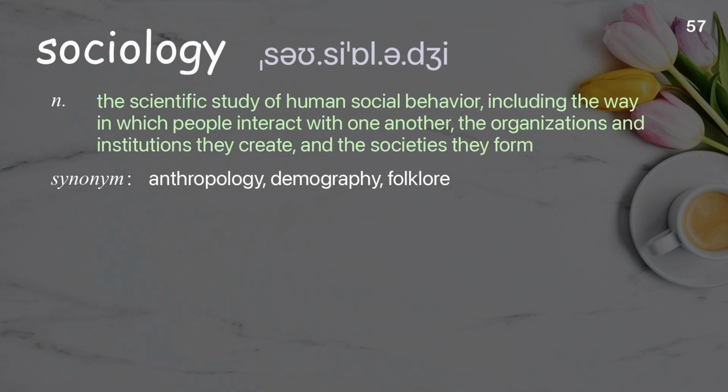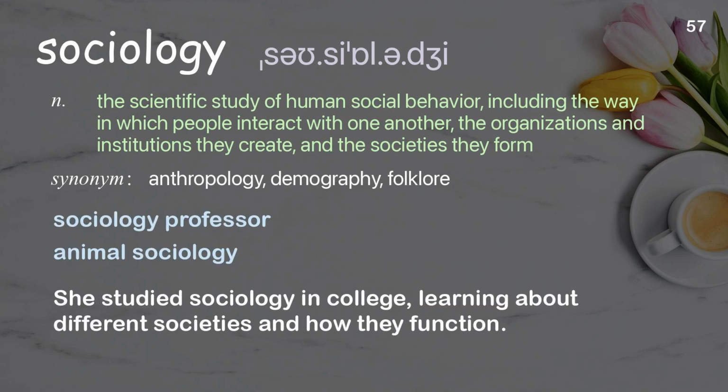Sociology. The scientific study of human social behavior, including the way in which people interact with one another, the organizations and institutions they create, and the societies they form. Examples: Sociology professor. Animal sociology. She studied sociology in college, learning about different societies and how they function.